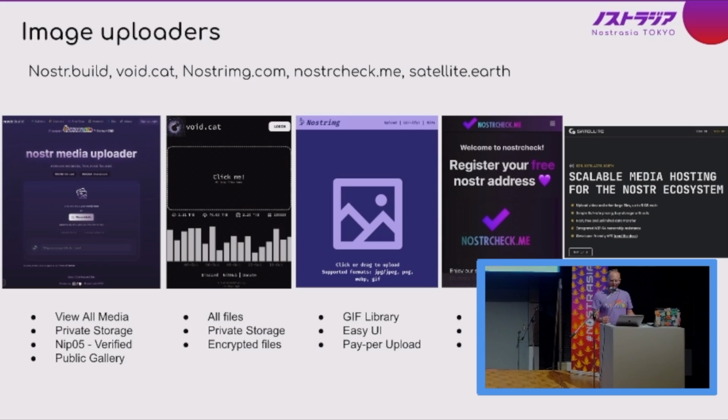NostrCheck.me has just a few features. It also has NIP5 verification, has a public gallery, has a lot of stuff. NostrCheck.me has a key converter. Satellite.Earth isn't just an image uploader. It's a whole other kind of Twitter clone. It has an app to it also.